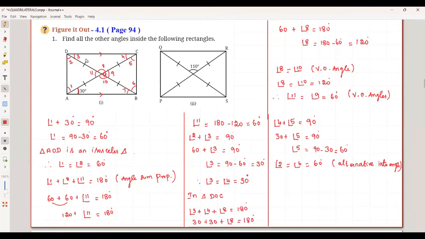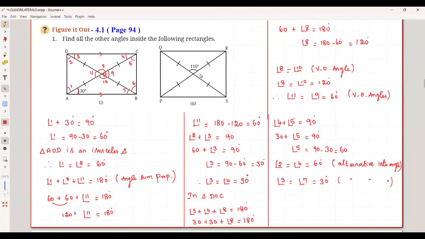Now the seventh one: angle 7 is the alternate interior angle of angle 3. Angle 3 is equal to angle 7. Angle 3, how much did we get? 30 degrees. Now angle 3 is 30 degrees, so angle 7 will also be 30 degrees. This is also an alternate interior angle.